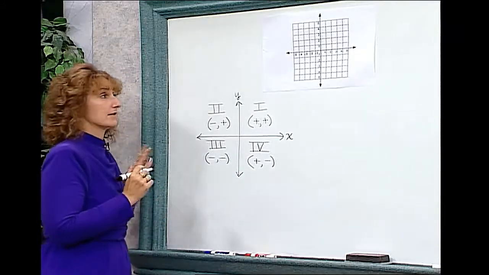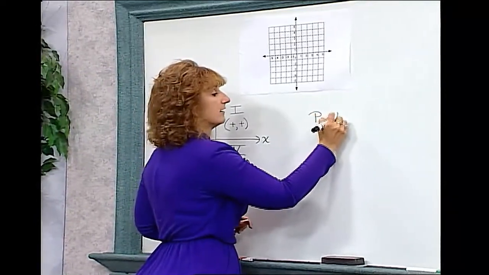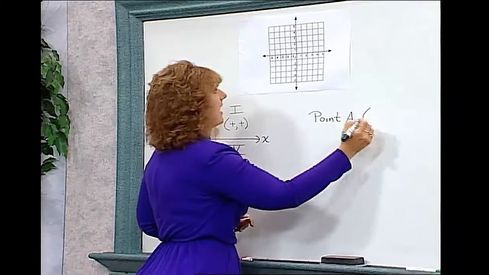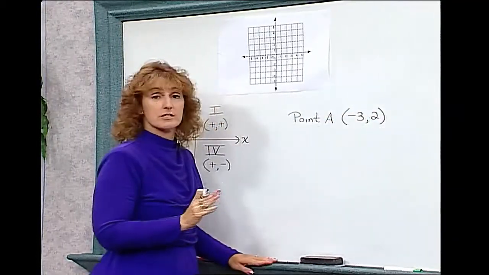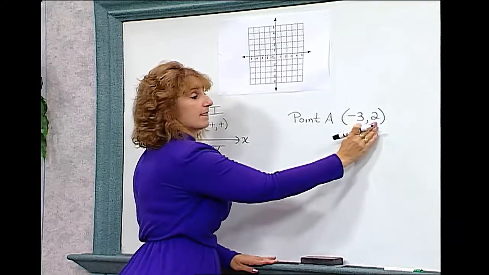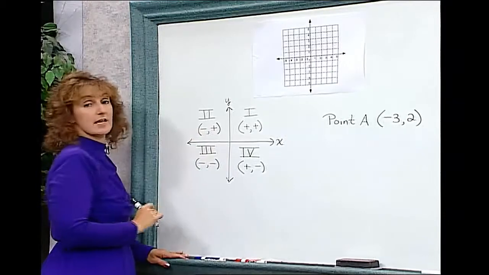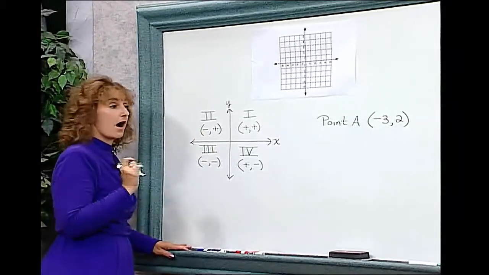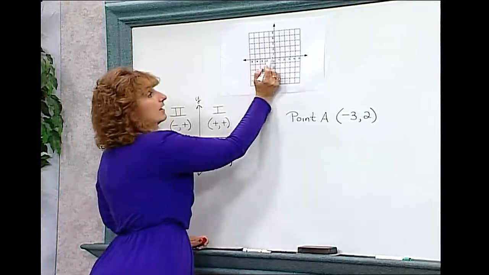Let's try to plot a point. Let's say we want to plot point A at -3, 2. Just by looking at the negative and the positive, I know that my answer should be in the second quadrant. I'm going to start at the origin, right here.